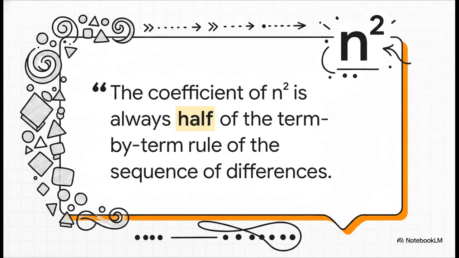And here's the pro tip, a fantastic shortcut from our source material. The number in front of the n squared, the coefficient, is always half of that constant second difference. So, because our second difference was 6, we know right away the formula has to start with 3n squared. That is a powerful trick for decoding these things fast.